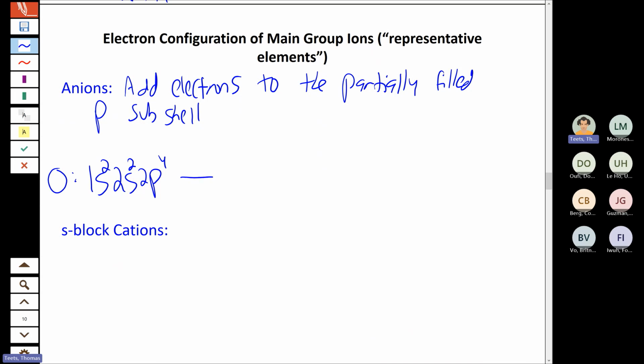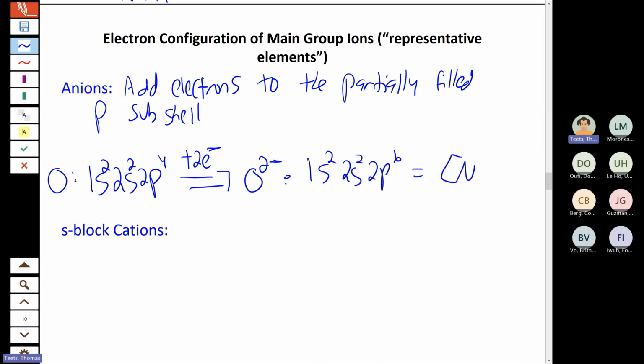If we add 2 electrons to that to make the oxide anion, where do those extra 2 electrons go? Well, they're going to just keep going into the 2p subshell because there's room for 2 more electrons. Remember, the 2p subshell has 6 columns in the periodic table. There's 3 p orbitals, 2 electrons each, so you can put up to 6 electrons in there before it's completely filled. So those extra 2 electrons are going to just fill those 2 extra spots. So it's going to be 1s2, 2s2, 2p6, which again could be abbreviated as the neon configuration.